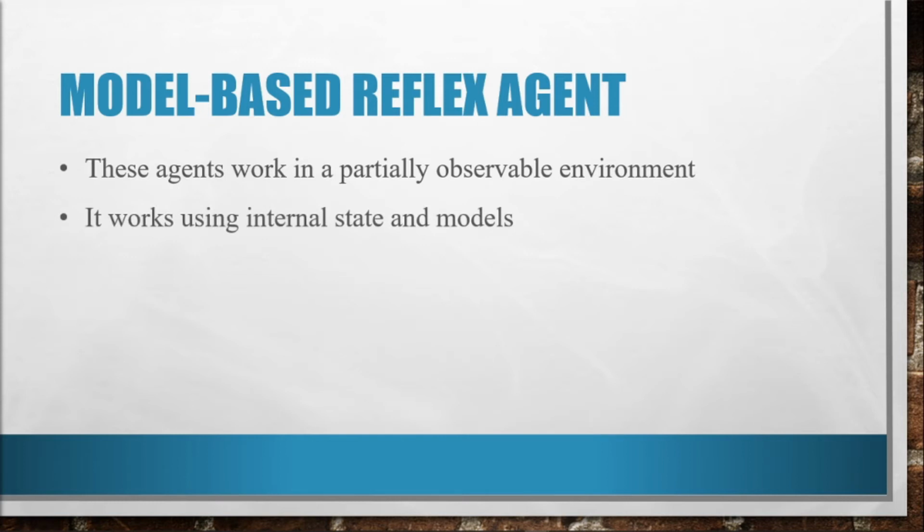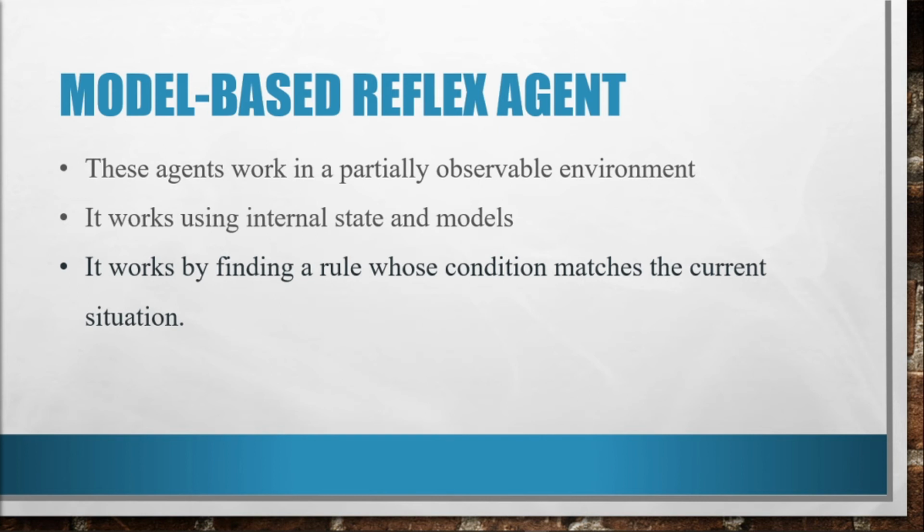It works using an internal state and a model. The internal state is a record of previous percept histories, previous occurrences. It keeps track of previous occurrences. And when we talk of the model, the model is the knowledge of the environment. You get it? So it works by finding a rule whose condition matches the current situation.